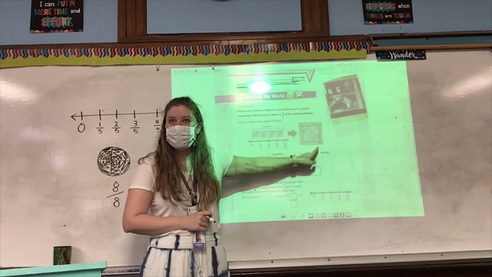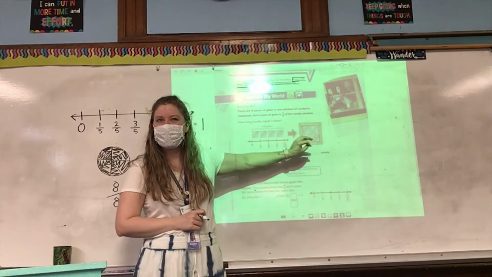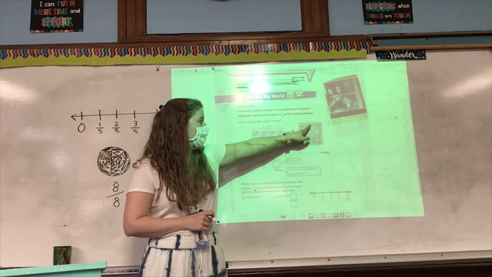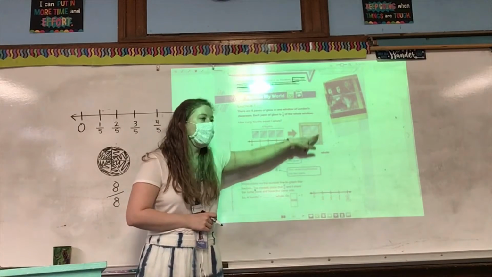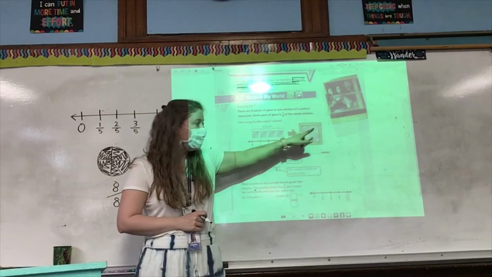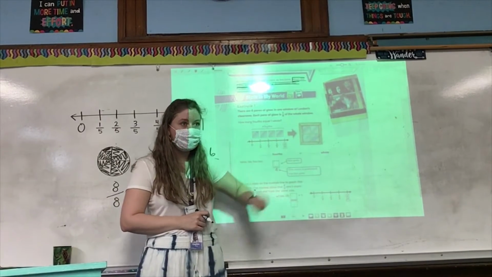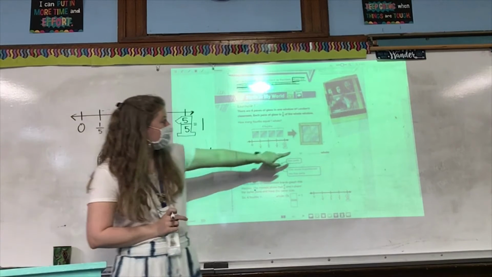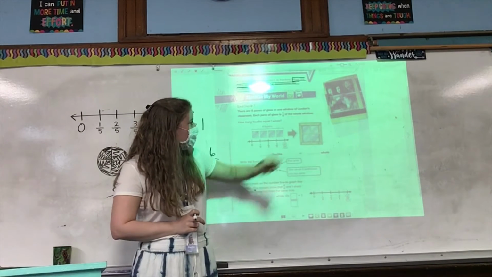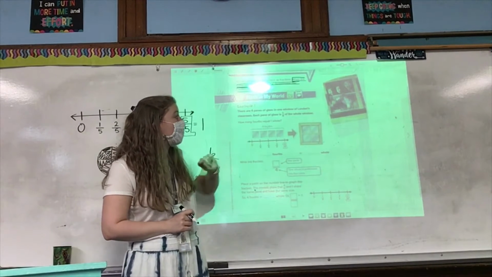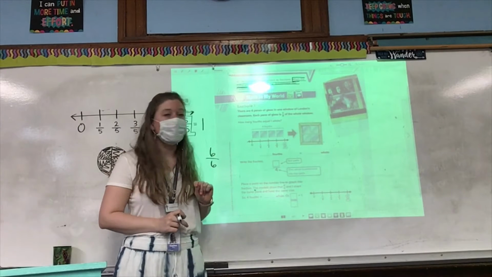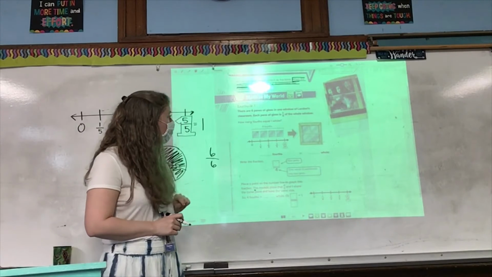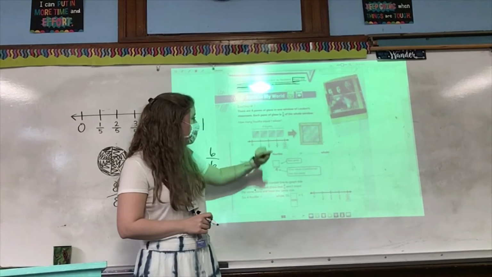You know how on a window, we don't really have the same type of windows, but panes are when you have these like wooden or plastic pieces that cross. And each little piece is 1 pane. So, there are 4 panes of glass in one window of Landon's classroom. Each pane of glass is 1/4 of the whole window. So, how many fourths equal 1 whole?